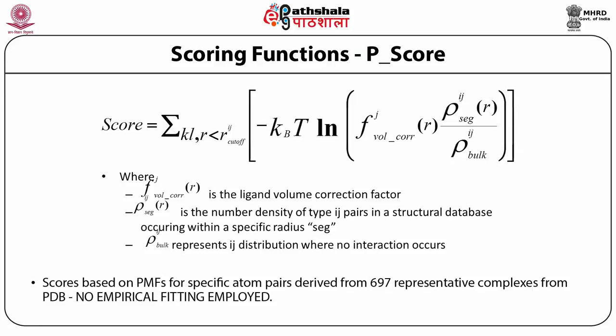Here I show you three different scoring functions. One is P-score, which is derived actually from PDB. That is, no empirical fitting has been done. Here, only the interaction between the receptor and the ligand has been utilized. And some correction has been done because of the presence of water molecules or space, etc.